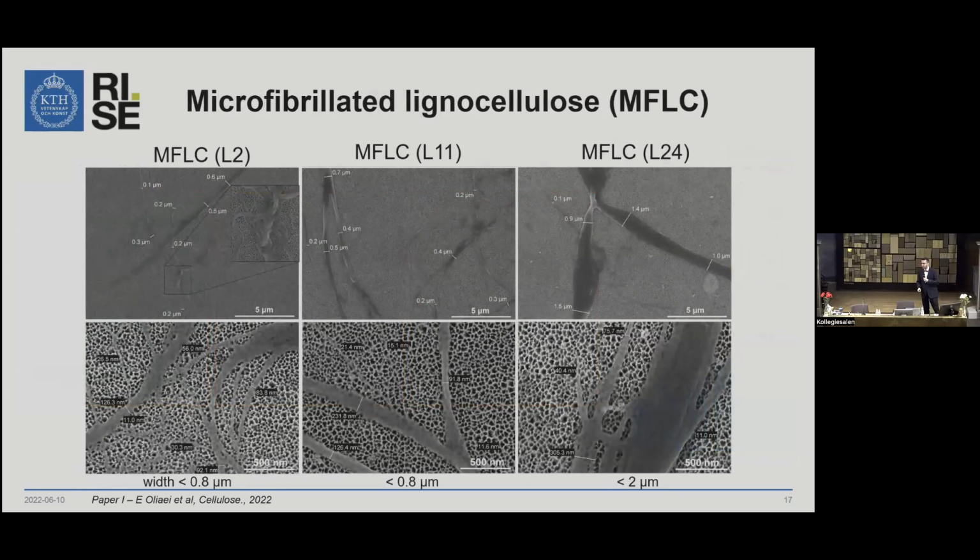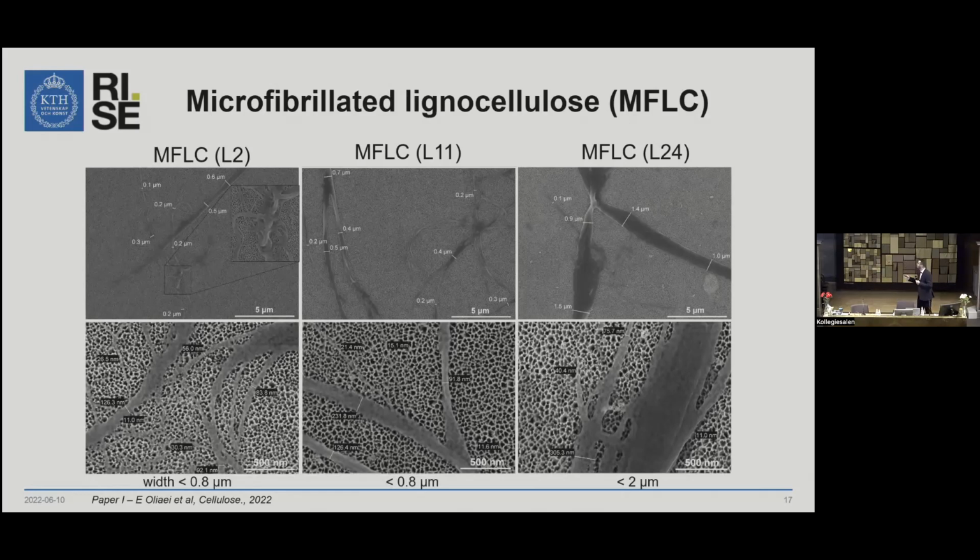And then using high pressure microfluidization, we were able to disintegrate the fibers into microfibrillated lignocellulose. And these microfibrillated lignocellulose are pretty heterogeneous. You see they are branched in the ends. We see also some occurrence of the entanglements.